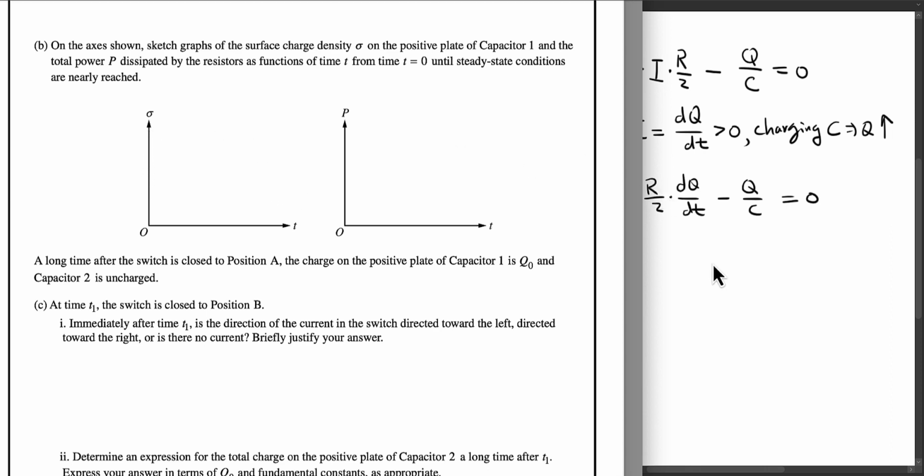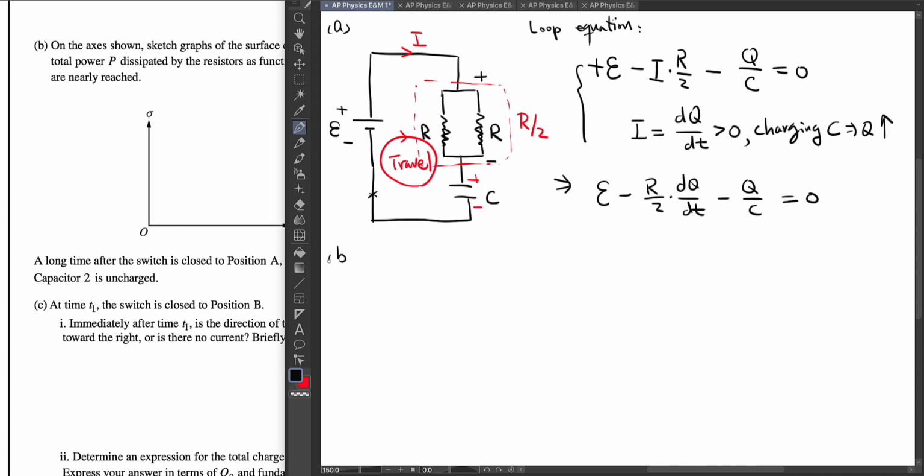So the solution to this differential equation, let me first rewrite that equation as the following. If you remember the RC circuit, you can write that solution directly. So let me write this down, and then later I will explain how I get that. So Q is going to be Q max times 1 minus e to the negative t over tau.